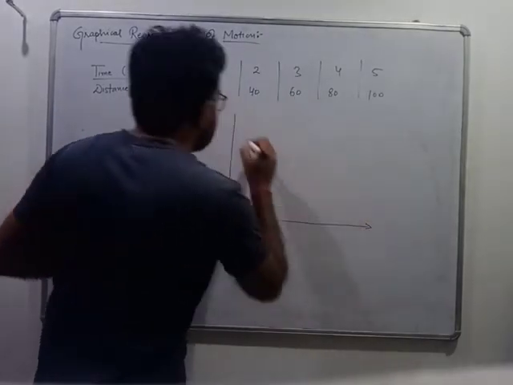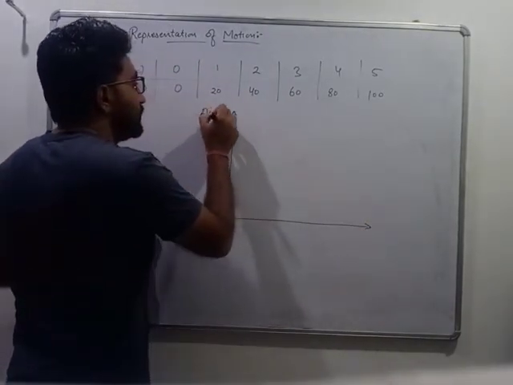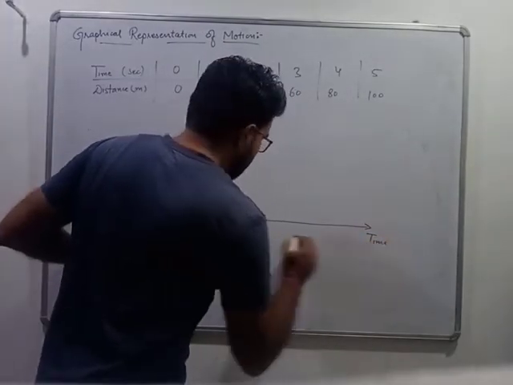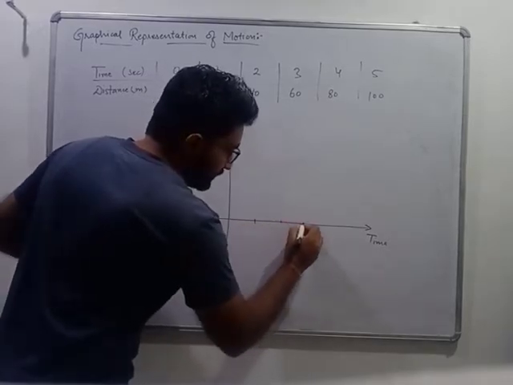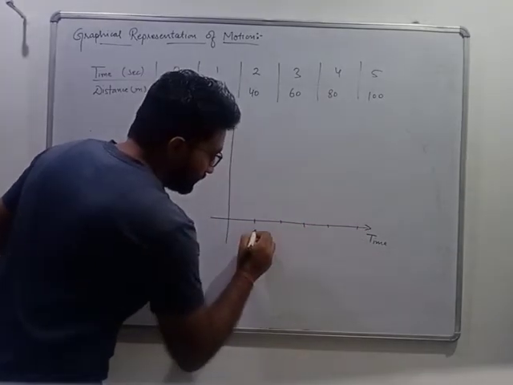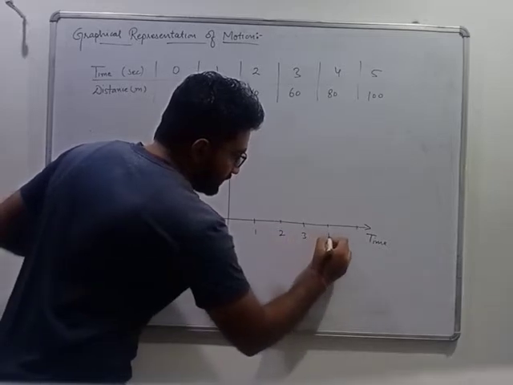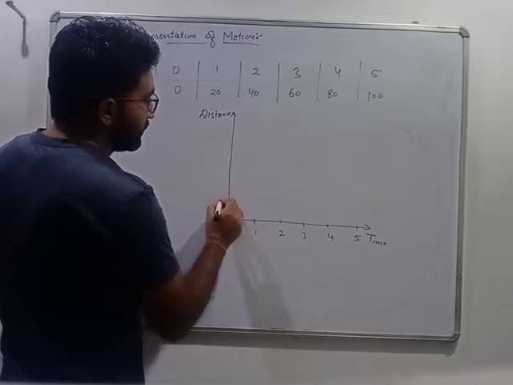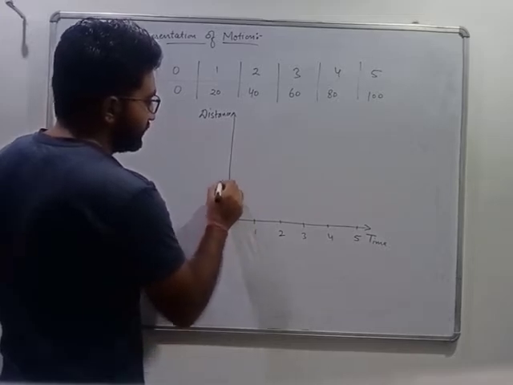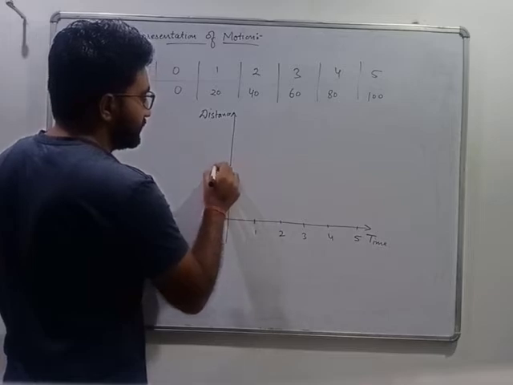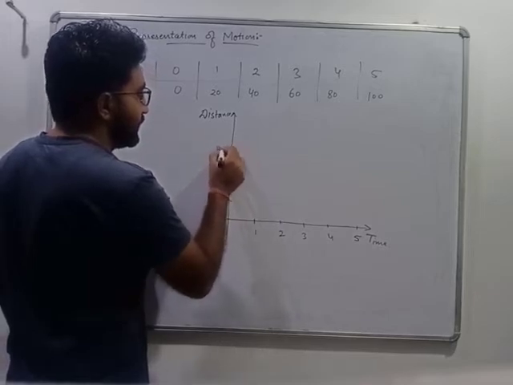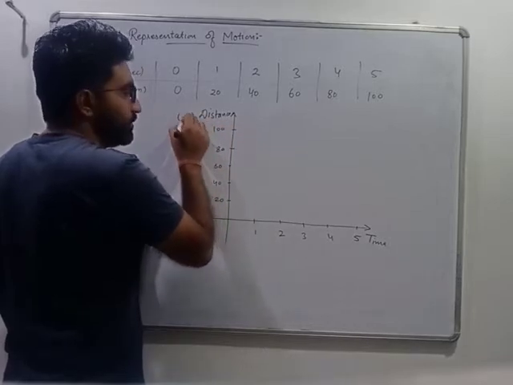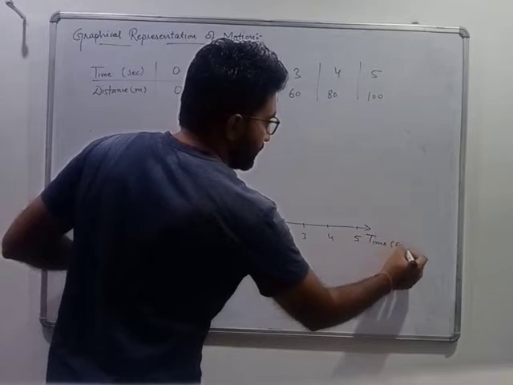Again we will take distance on the y-axis and time on the x-axis. Let's take the intervals. This is for 1 second, 2 second, 3 second, and 4 second. This one is for 5 second. Similarly, this is our 20 meter distance. This is 40 meter, this is 60, this one is 80, and this one is 100 meter. The distance is taken in meters and time is taken in seconds.